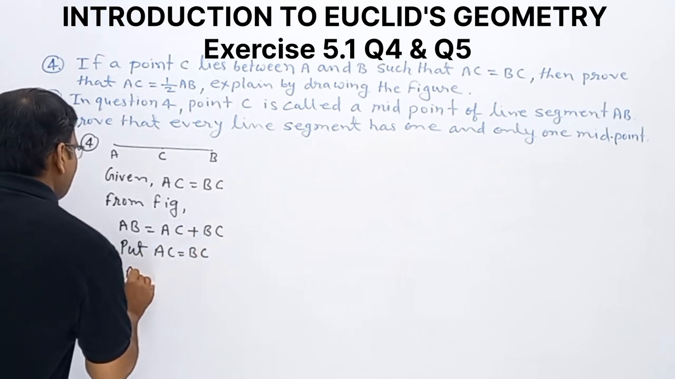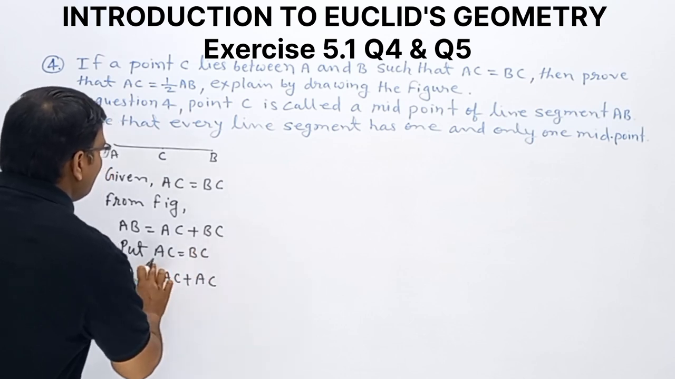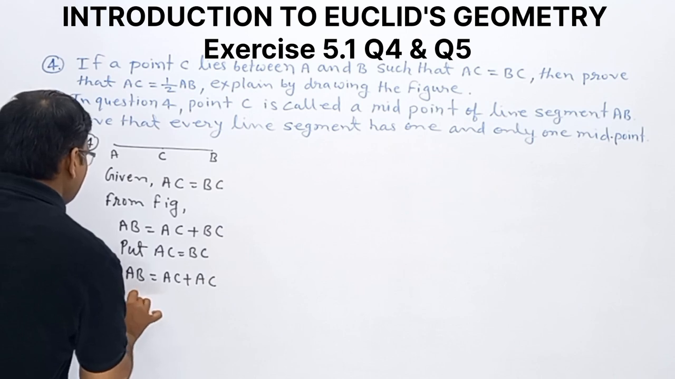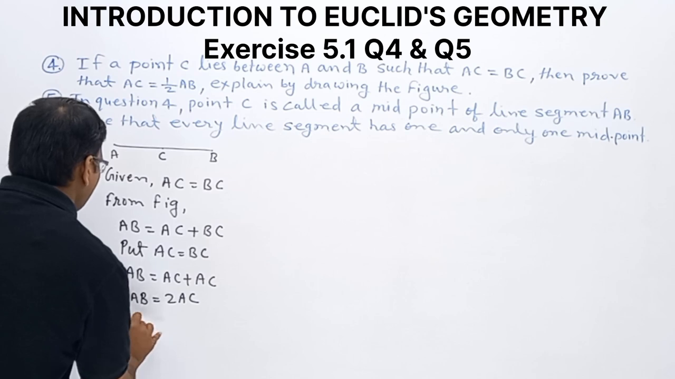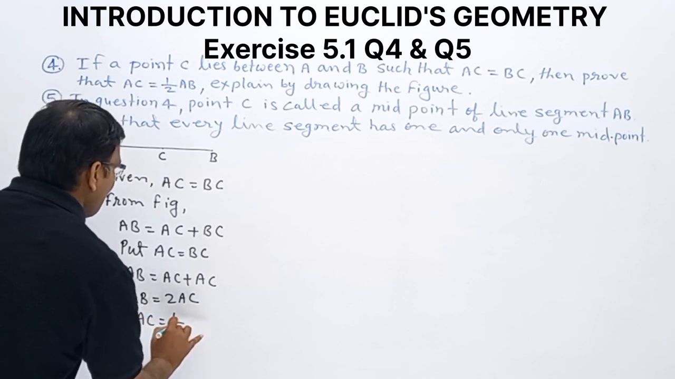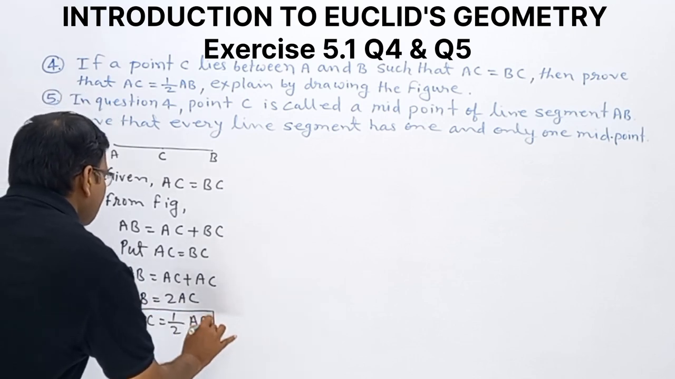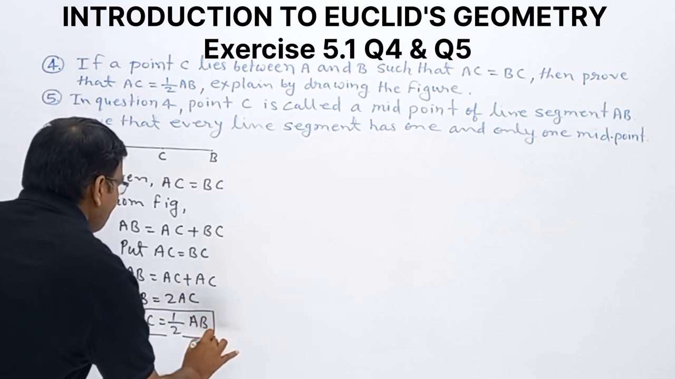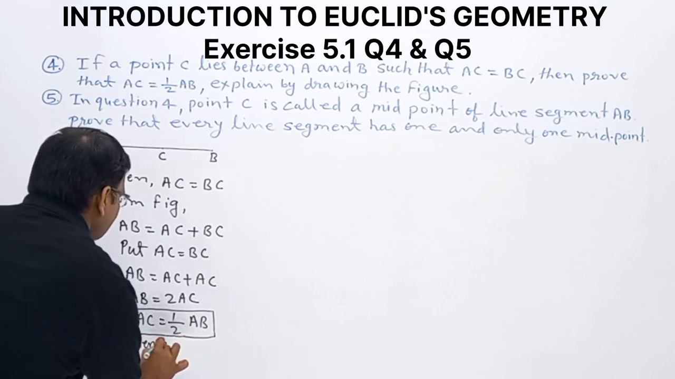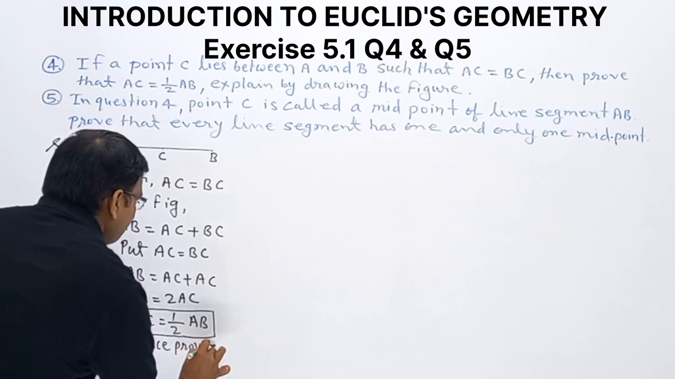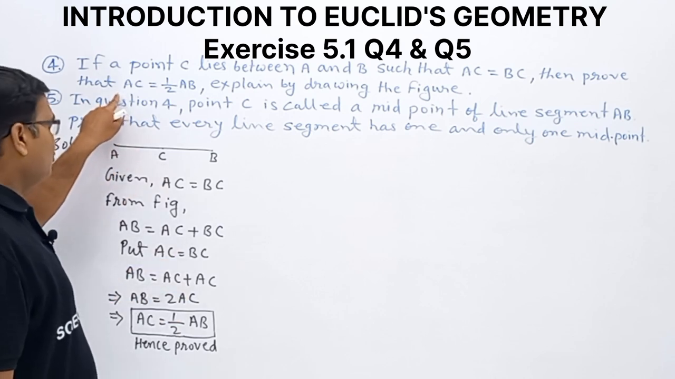Then what are we getting? AB can be written as AC plus AC. In place of BC we are putting AC. So this can be written as AB equal to 2 times AC, and therefore AC can be written as half of AB. This is what we wanted to prove, and we proved the required thing. Hence proved.